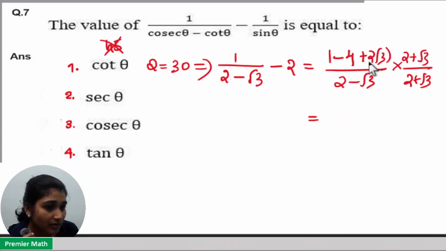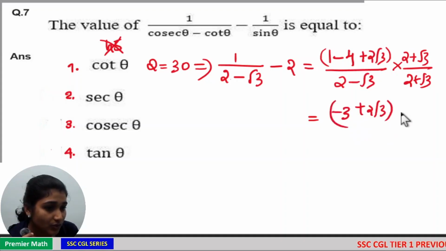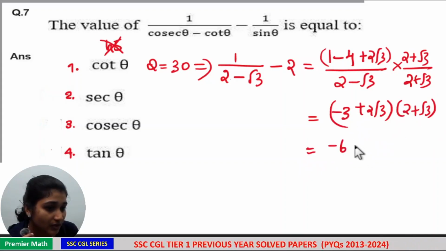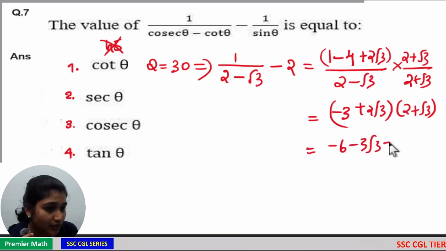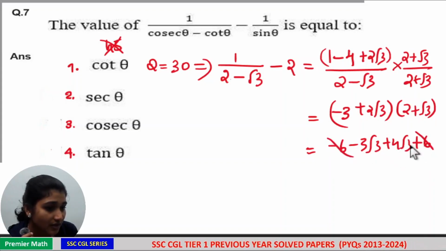So the numerator becomes 1 minus 4 is minus 3, and minus 3 plus 2 root 3 into 2 plus root 3. So this is equal to minus 3 into 2 is minus 6, minus 3 into plus root 3 is equal to minus 3 root 3, and here 2 root 3 into 2 is 4 root 3. 2 root 3 into root 3 is equal to 3 into 2, 6. Minus 6 plus 6 cancel. Plus 4 root 3 minus 3 root 3 is equal to root 3.